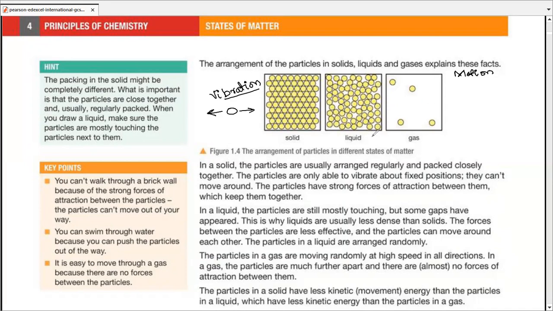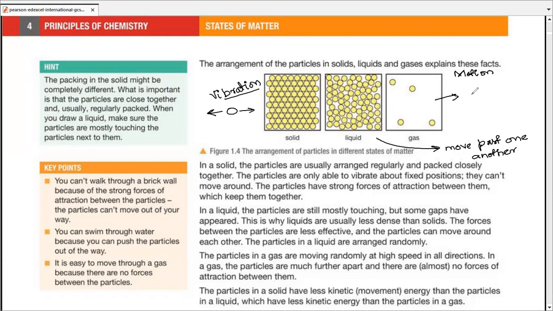In case of liquid, the term that we commonly use in paper is move past one another. They have this much space that they can easily either slide over one another or move past one another.